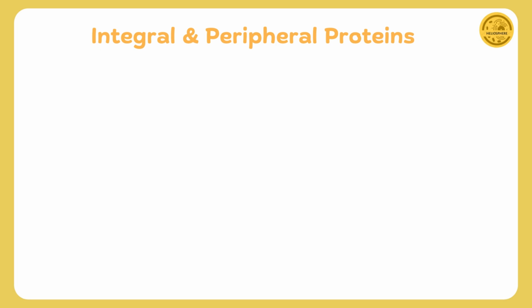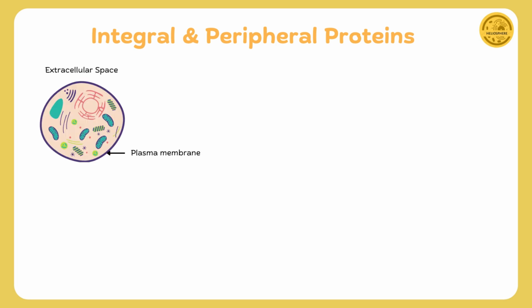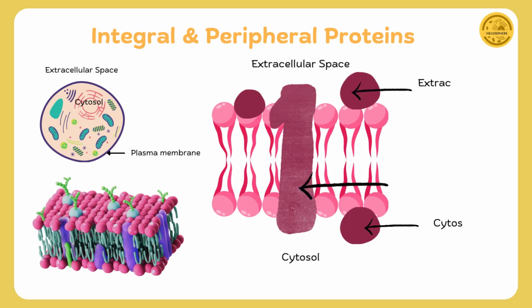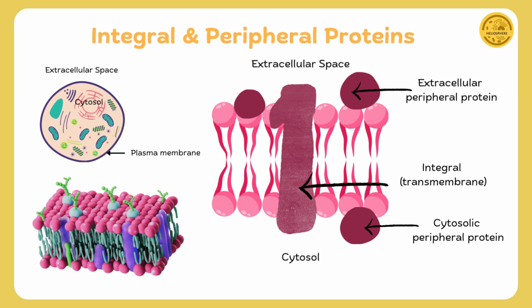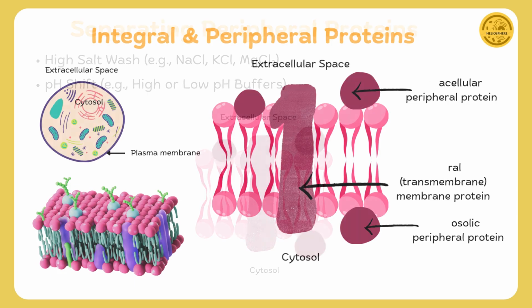The plasma membrane is a dynamic structure made of lipids embedded with proteins. In 1972, Singer and Nicholson introduced the fluid mosaic model, which describes the membrane as a two-dimensional fluid, where proteins are embedded within a flexible lipid bilayer.